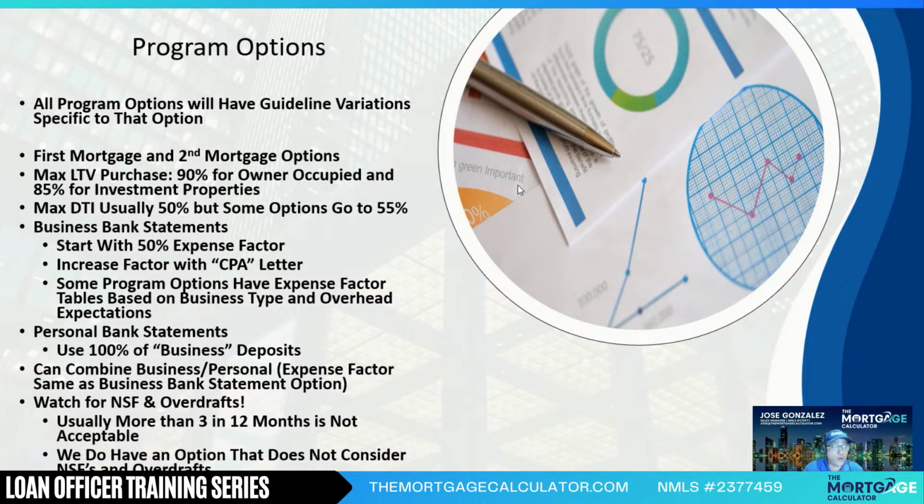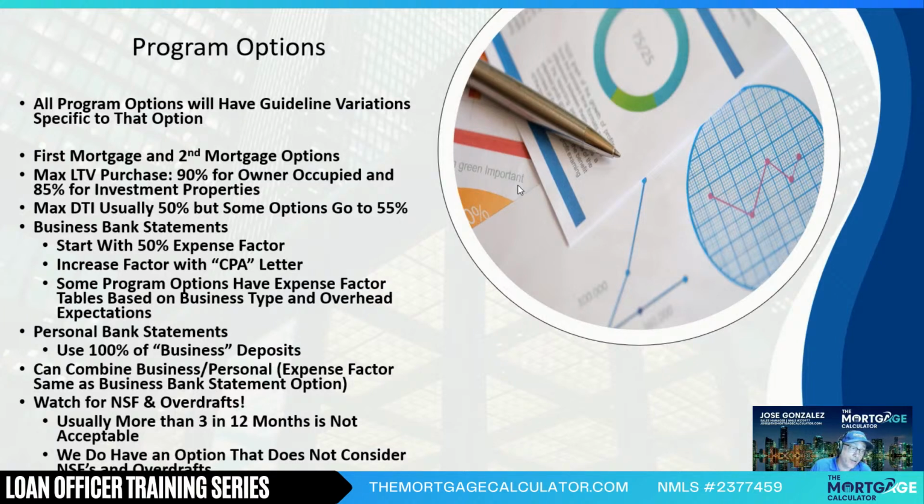Now, very important to watch for NSFs and overdrafts. Usually more than 3 in 12 months is not going to be acceptable by most guidelines. Now, we do have an option that does not consider NSFs and overdrafts as long as they're explained away. We may have more than one option, but I know one option in particular where they state it doesn't matter, but then it does state there has to be a reasonable explanation for the overdraft, and preferably the overdraft was covered by some kind of overdraft protection or covered right away.